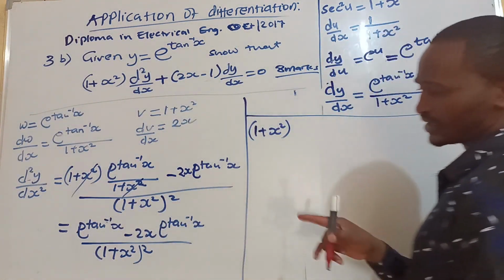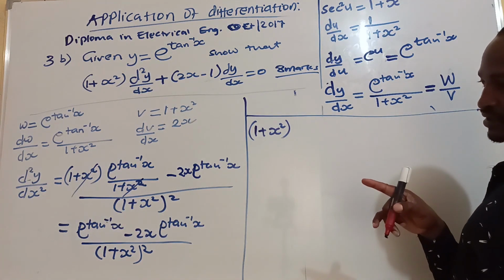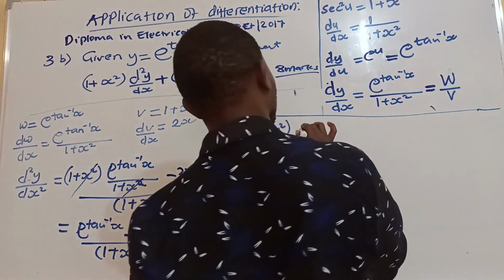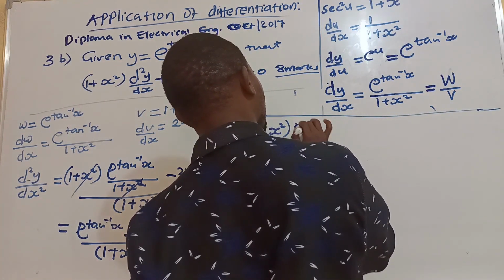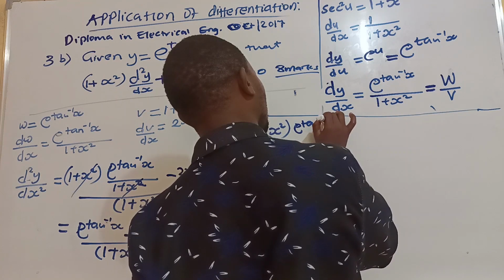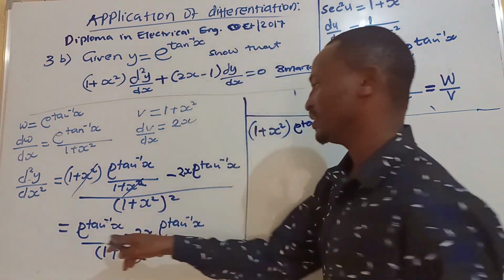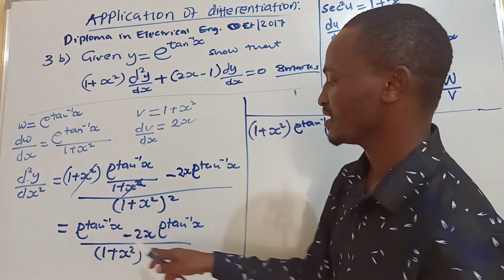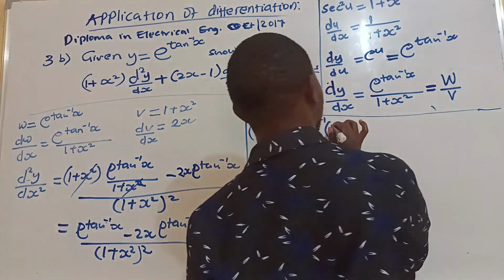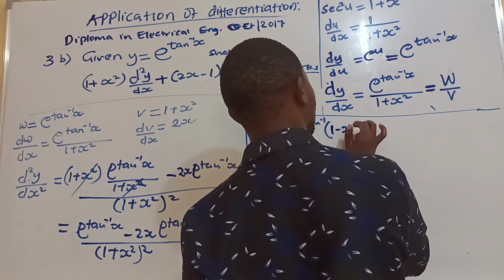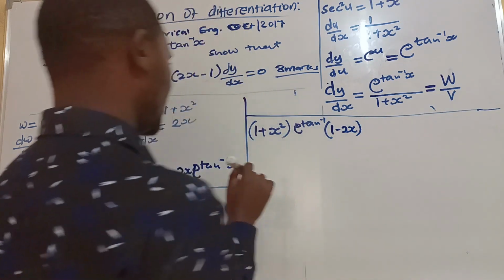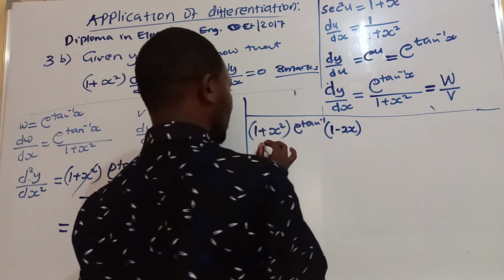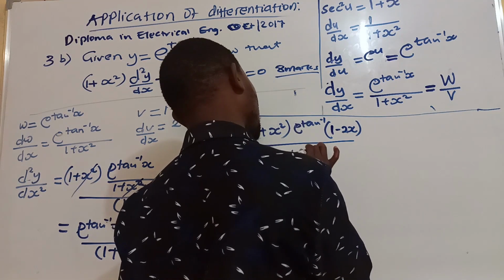Oh, by the way, you should have factored out that exponential tan inverse. It's okay, you can factor it out. Times exponential tan inverse x. What is inside the bracket? If you factor out this exponential tan inverse and this exponential tan inverse, you'll be left with 1 minus 2x, 1 minus 2x, all over this 1 plus x squared.